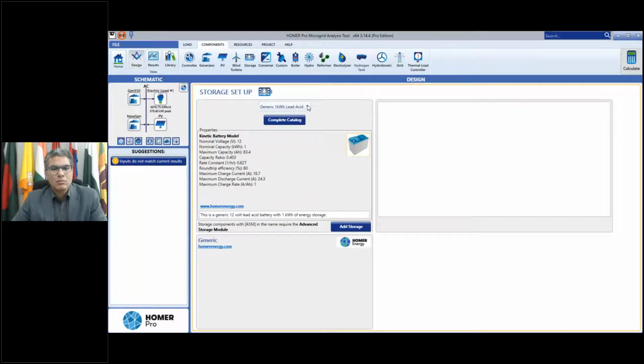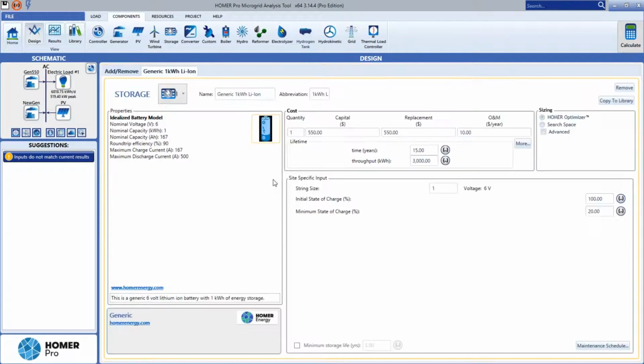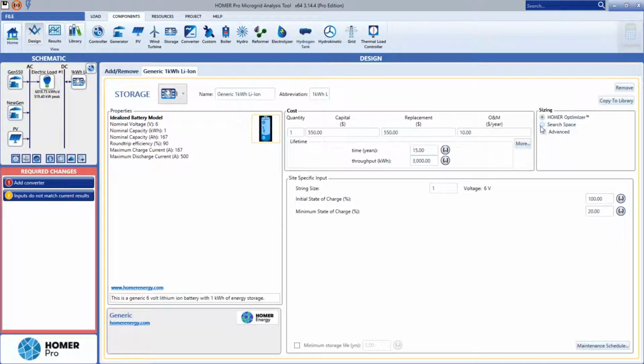So let's say we'll use a lithium battery, and we'll just use the default numbers, but we'll have a search space, okay, of an upper limit of 1,000 kilowatt hour, or a megawatt, of battery in this system. So we can also change this string into a 48-volt system, but it will check more on the energy content of the battery. So it's complaining now that we need to add a converter into the system to couple that battery into the AC bus.